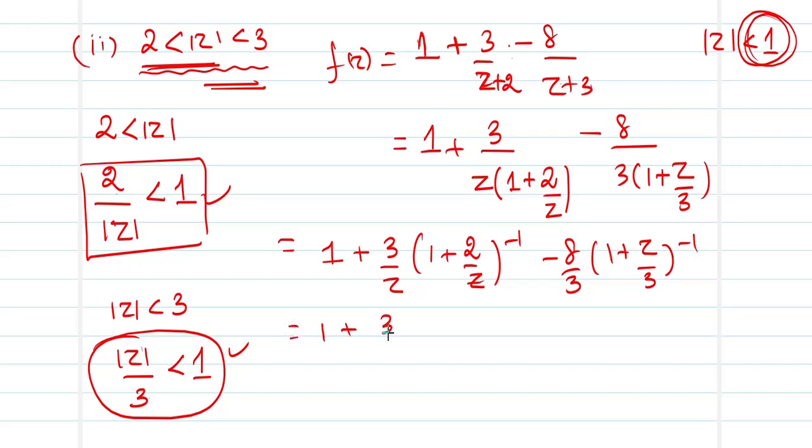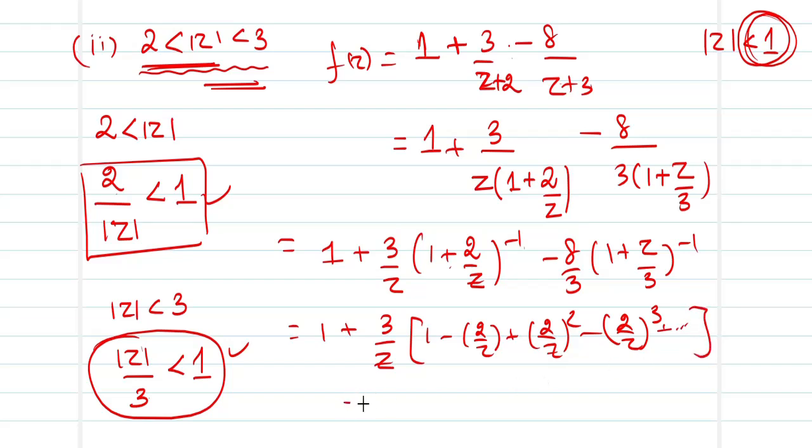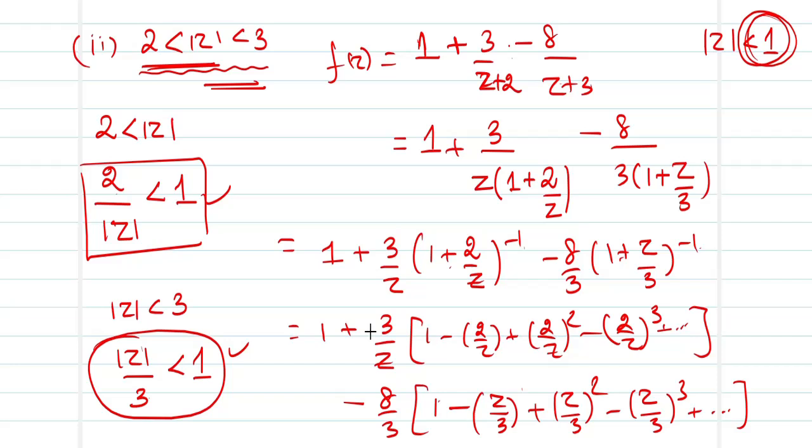So it is 1 plus 3 by z, expand, so alternately positive and negative series: positive 1, negative 2 by z, plus 2 by z the whole square, minus 2 by z the whole cube, and so on. And the next term is -8 by 3. This term is again positive and negative, so 1 minus z by 3, plus z by 3 power 2, minus z by 3 power 3, and so on. So now I have the expansion. Now I need to write it in the form of summation.